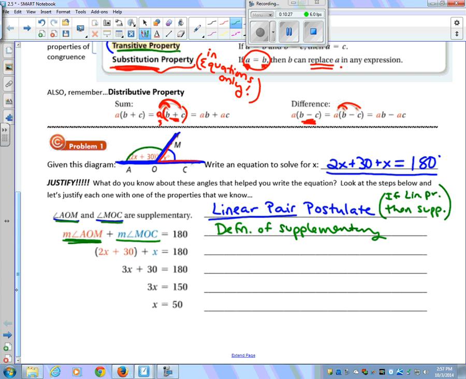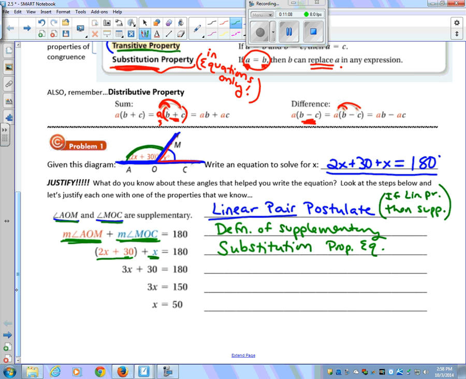Now, this angle written in red here, we take out the measure of angle AOM, and we're putting in 2x plus 30 in its place. Because in our diagram, we're given that 2x plus 30 is equal to the measure of angle AOM. And the measure of angle MOC is equal to x. So this step where they take out the measure of and they replace it with the actual expression is the substitution property of equality.